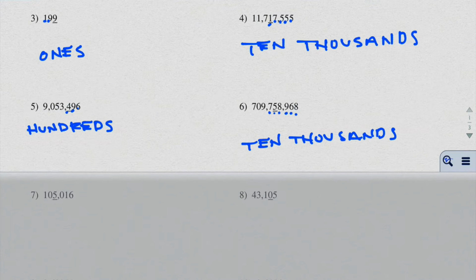This 7 would be in the 100,000s place, this 9 would be in the millions place, this 0 would be in the 10 millions place, and this 7 would be in the 100 millions place. Okay, number 7. This 6 is in the ones place, this 1 is in the tens place, this 0 is in the hundreds place, and this 5 is in the thousands place. Number 8. This 5 is in the ones place, and this 0 is in the tens place.